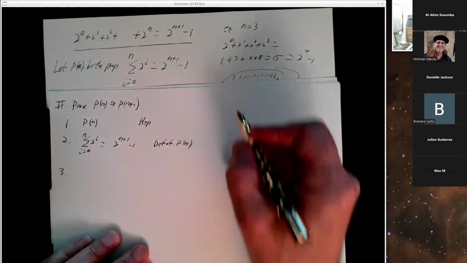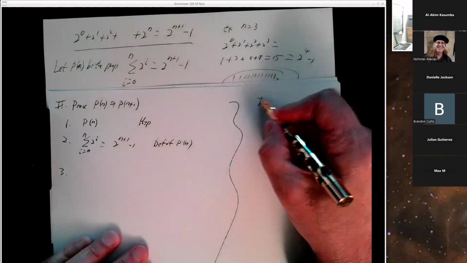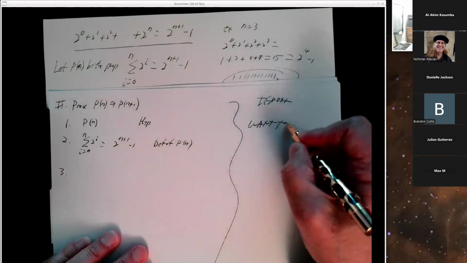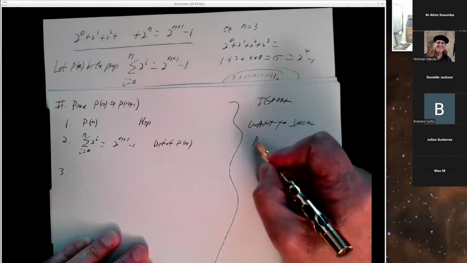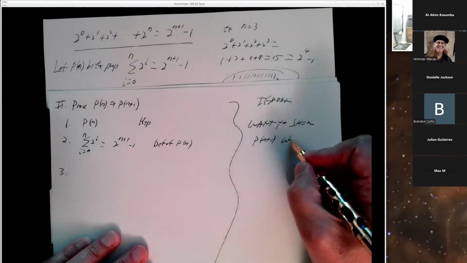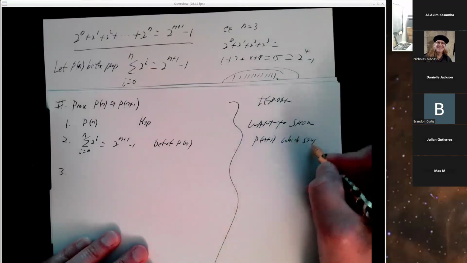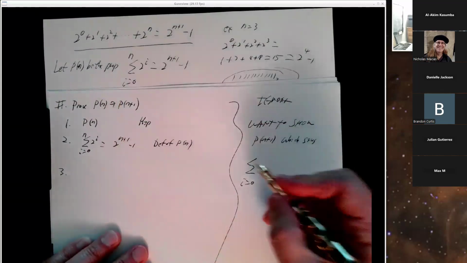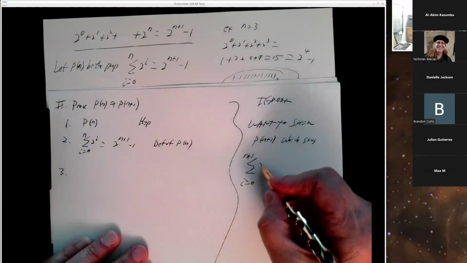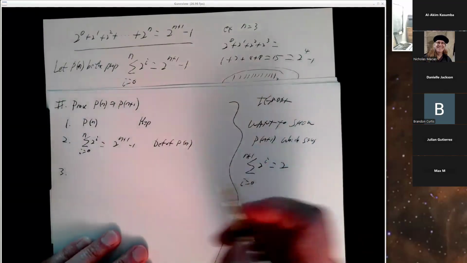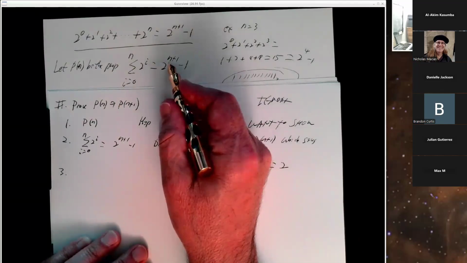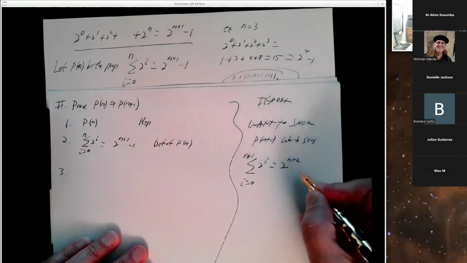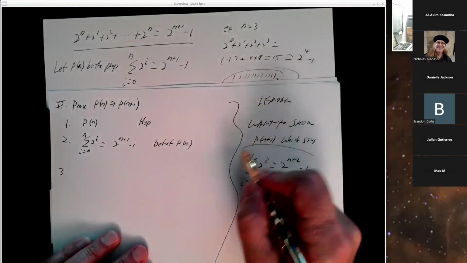And then again, I need to figure out where to go from there. So I want to show P of n plus 1, which says what? Well, it says the sum from i equals 0 to, instead of n, n plus 1 of 2 to the i equals 2 to the, well, instead of n plus 1, it's going to be n plus 1 plus 1, 2 to the n plus 2 minus 1. That's what I'm after.